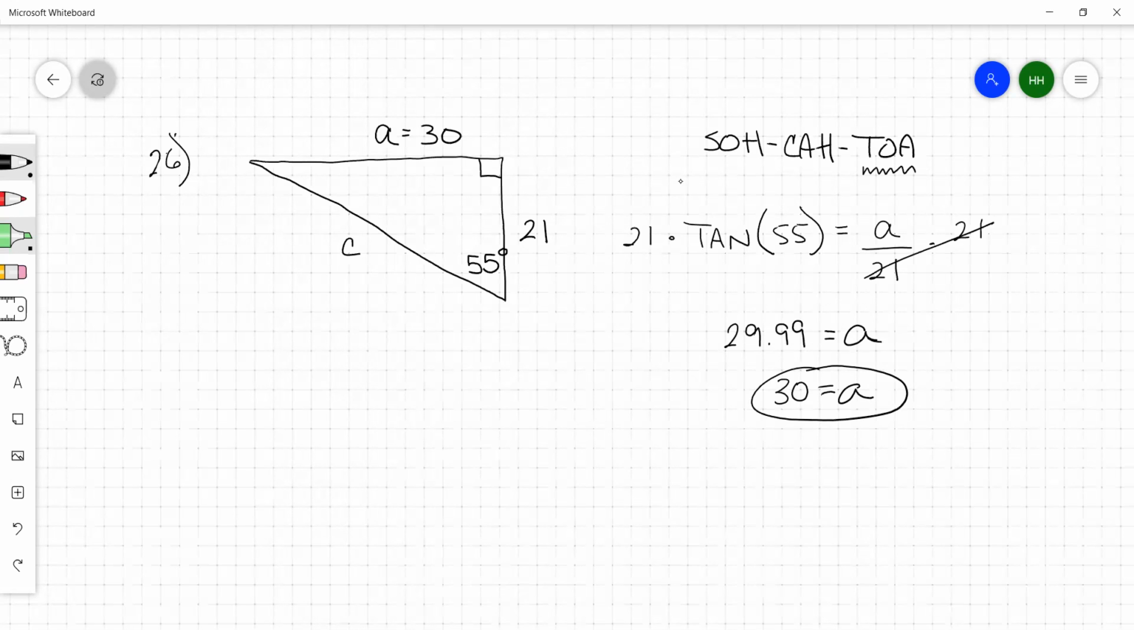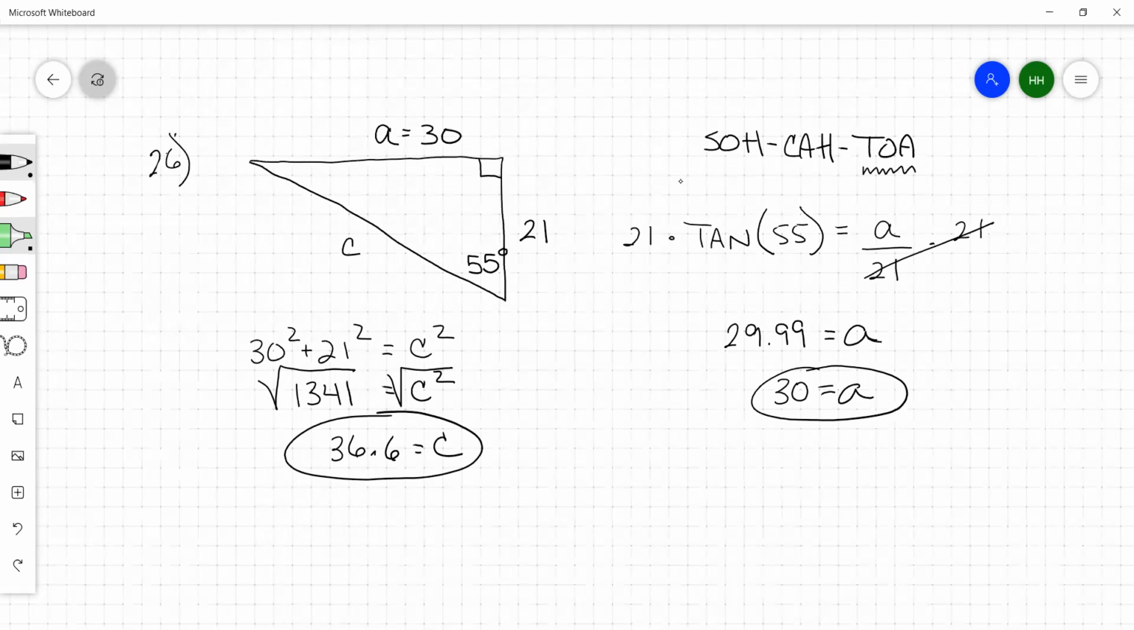Now you have a right triangle where you know two of the sides. So you can use the Pythagorean theorem, which says one leg squared plus another leg squared is equal to the hypotenuse squared. So in your calculator, 30 squared plus 21 squared is equal to 1,341. And then if you find the square root of both sides, then 36.6 is equal to C.